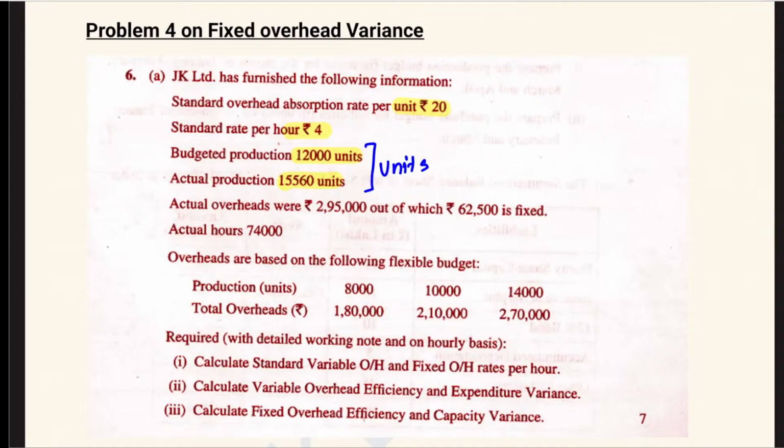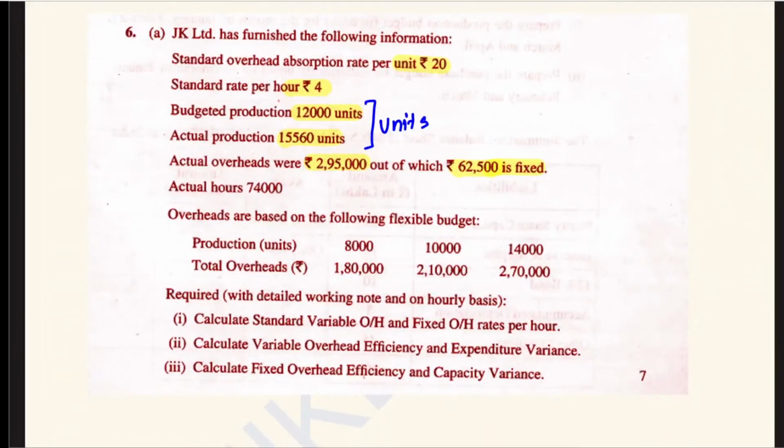Then actual overheads were 2,95,000, out of which 62,500 is fixed. So you have not seen this kind of problem earlier. You were getting either fixed overhead or variable overhead. In this problem, you have actual overhead, out of which 62,500 is fixed. Then actual hour is given. After that, there is a small table.